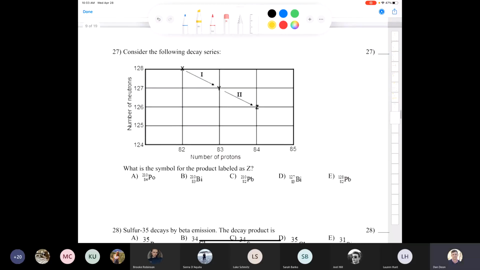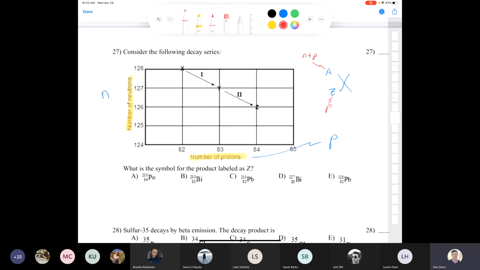Question 27, we have a beautiful decay series here for us. Notice the axes. On the y-axis, I have the number of neutrons, so this is the total number of neutrons. On the x-axis, I have the number of protons. When we have an elemental symbol, we have our mass number and our atomic number. Our atomic number represents the number of protons. Our mass number represents the number of neutrons plus protons. So let's see if we can figure out what we get.